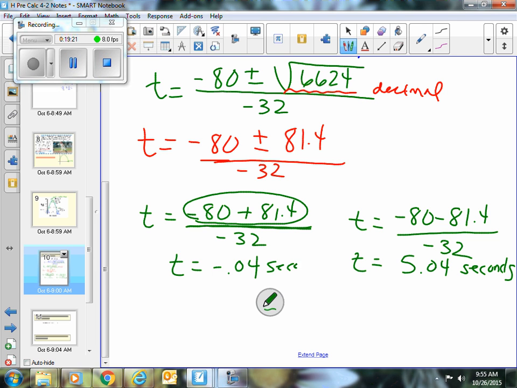So here again is where we have to think about what makes sense for the question. How long does the catcher have? It doesn't make sense to think of negative time. That would be before the ball is pitched. He already missed it. This is what we need. It'd be about 5 seconds.